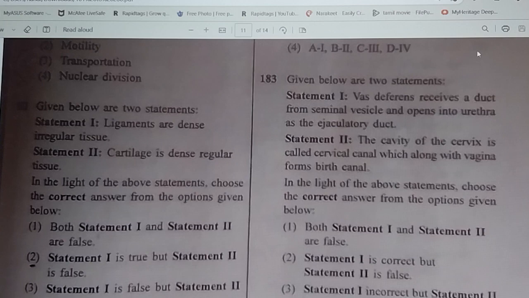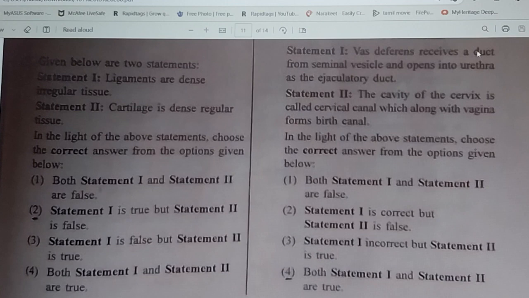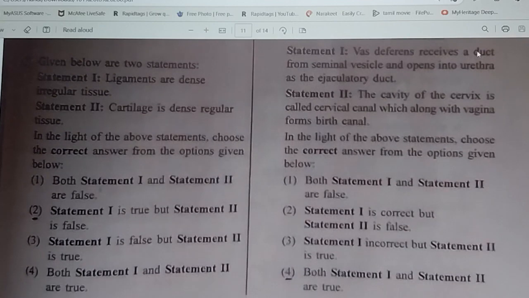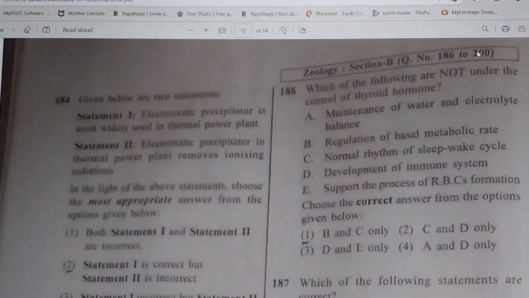Then 183. Statement 1, vasa deferentia receive a duct from seminal vesicle and opens into urethra as ejaculatory duct. Statement 2, the cavity of the cervix is called cervical canal, which along with vagina forms birth canal, which is correct. So both statement 1 and statement 2 are correct. Option 4 is the answer.